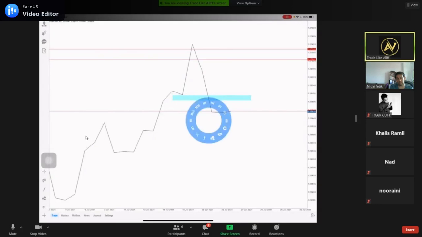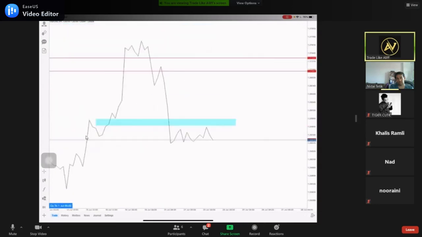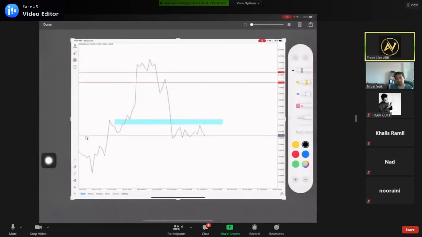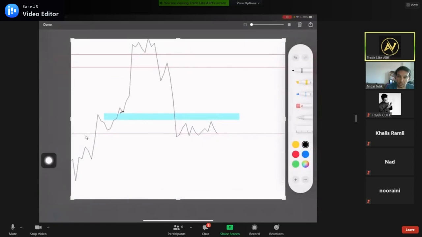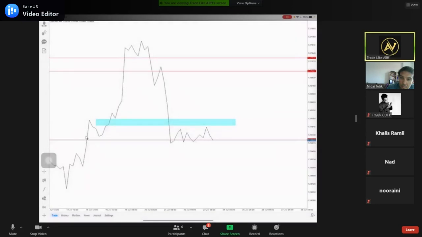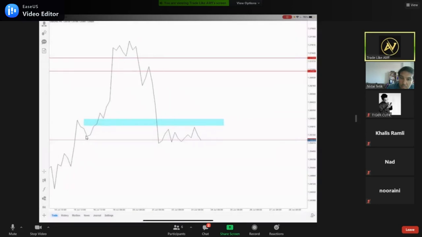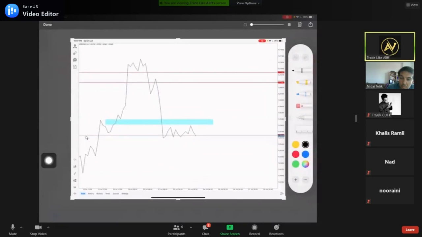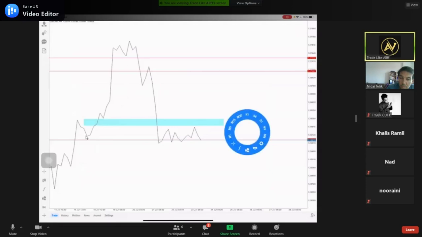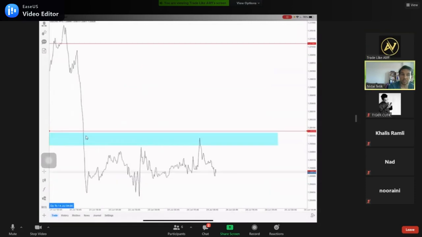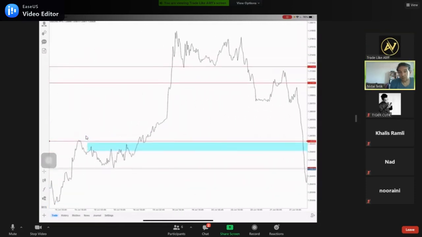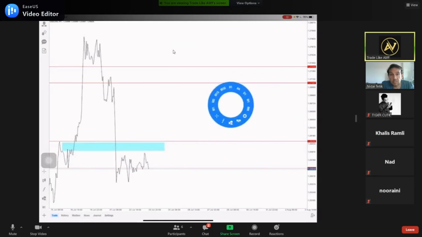Daily breakout. You go to H4. So here, where do you want to entry? This is a big movement, and this is a big movement. Hey, this is a big movement. This is a big movement, and this is a big movement. So we mark those places.